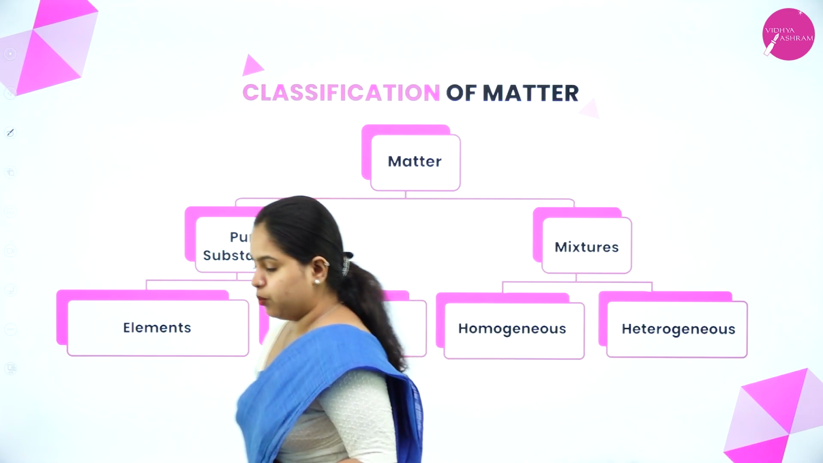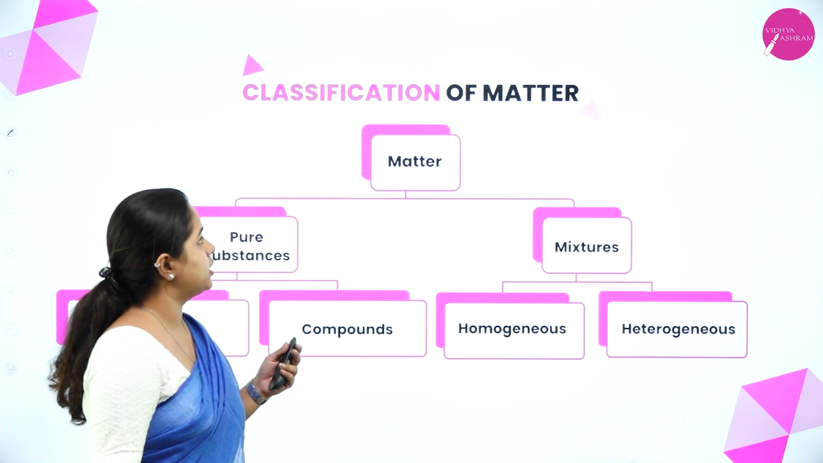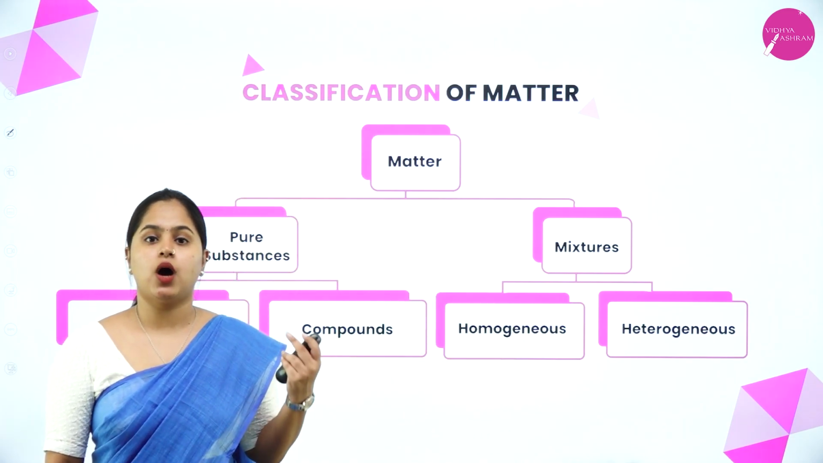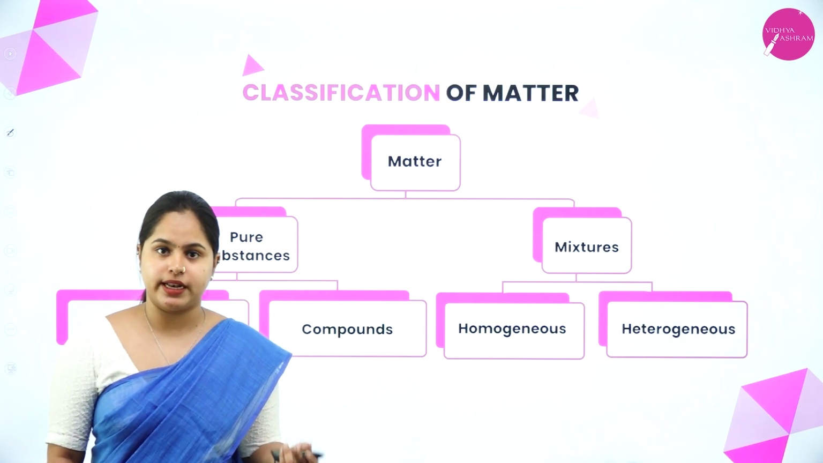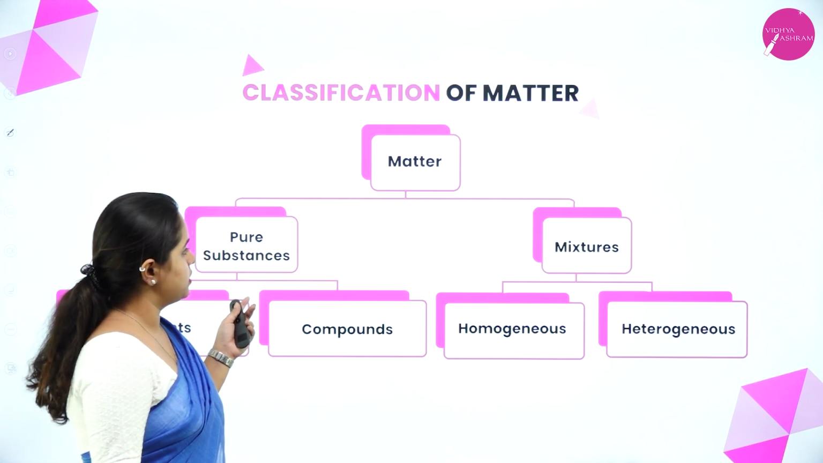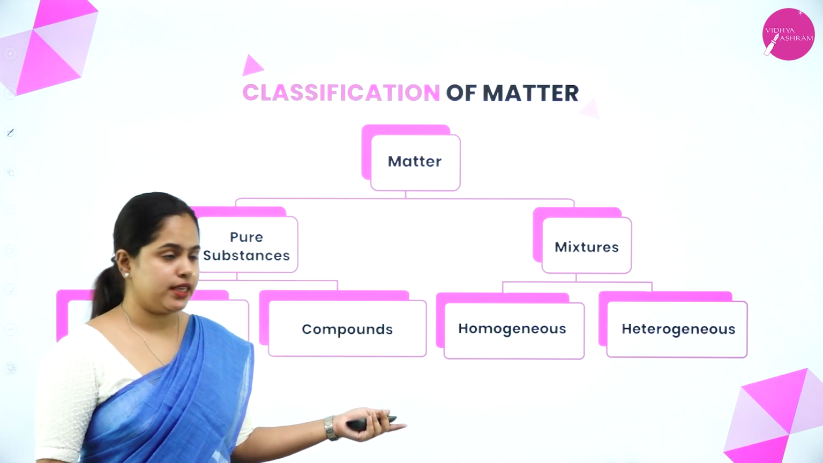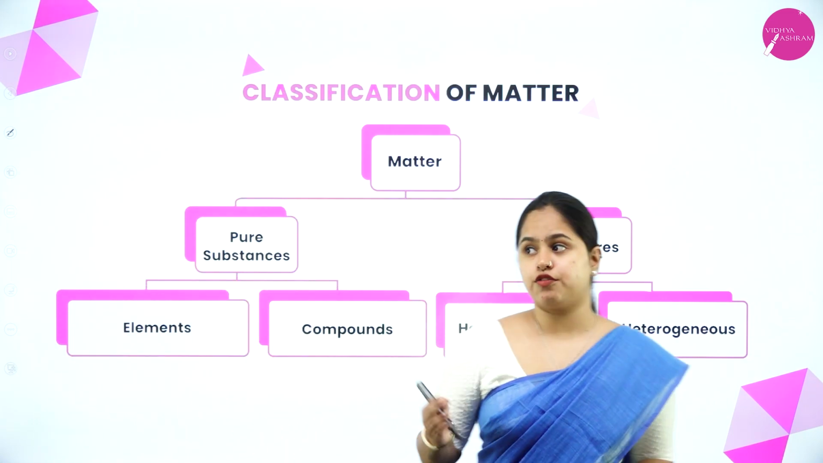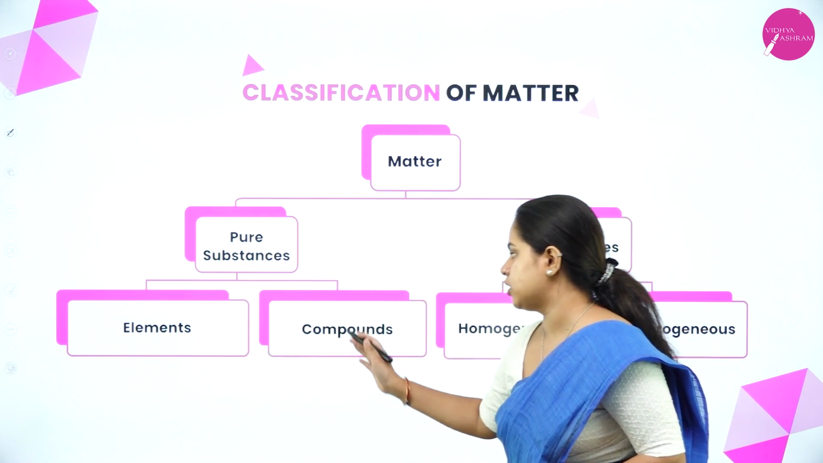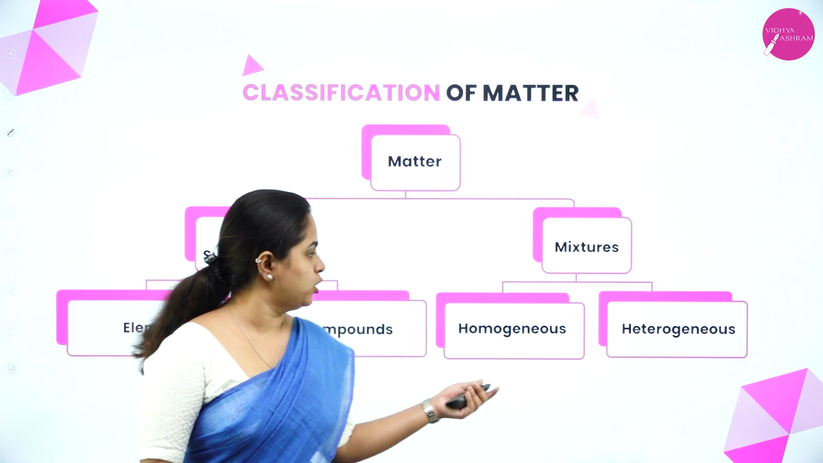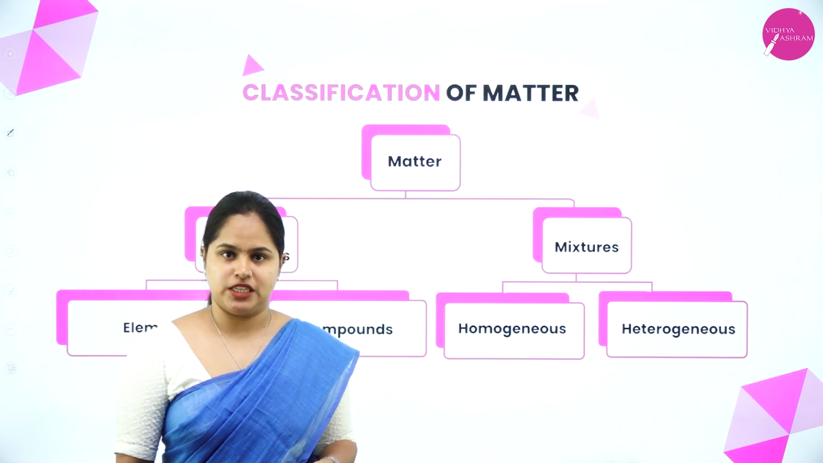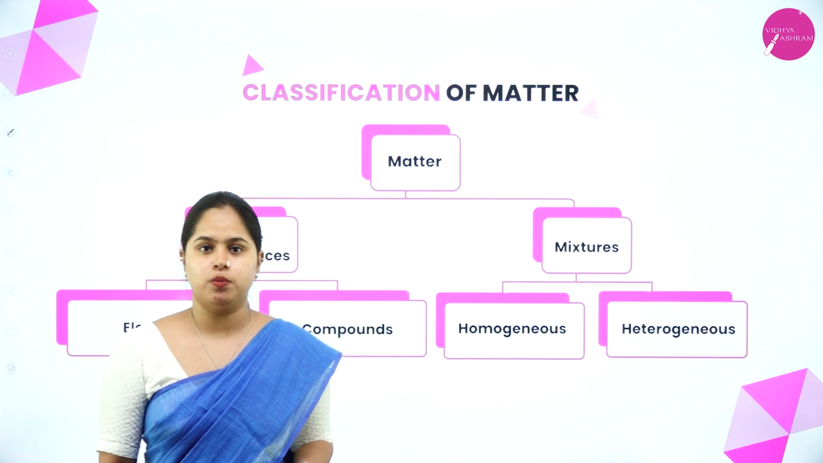Now let's move on to the next one, that is classification of matter. How do you classify matter? Matter is classified on the macroscopic level into pure substances and mixtures. The pure substances are further classified into elements and compounds, and mixtures are further classified into homogeneous and heterogeneous mixtures. I hope it is clear.